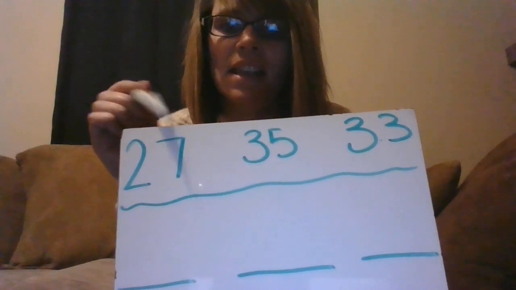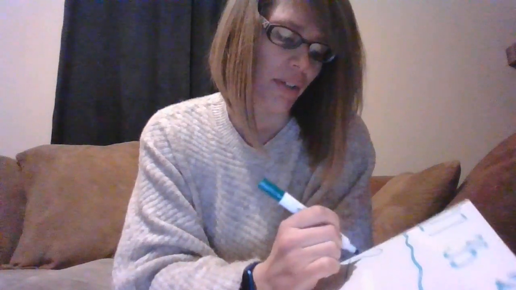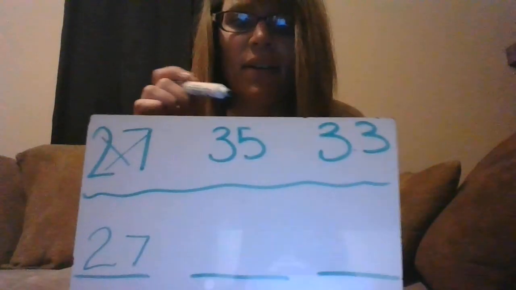So 27 is going to be my least number. So I'm going to write that number first. And then I'm going to cross 27 off. I'm done with it. I don't need it anymore. Okay, now I've got 2 numbers left.